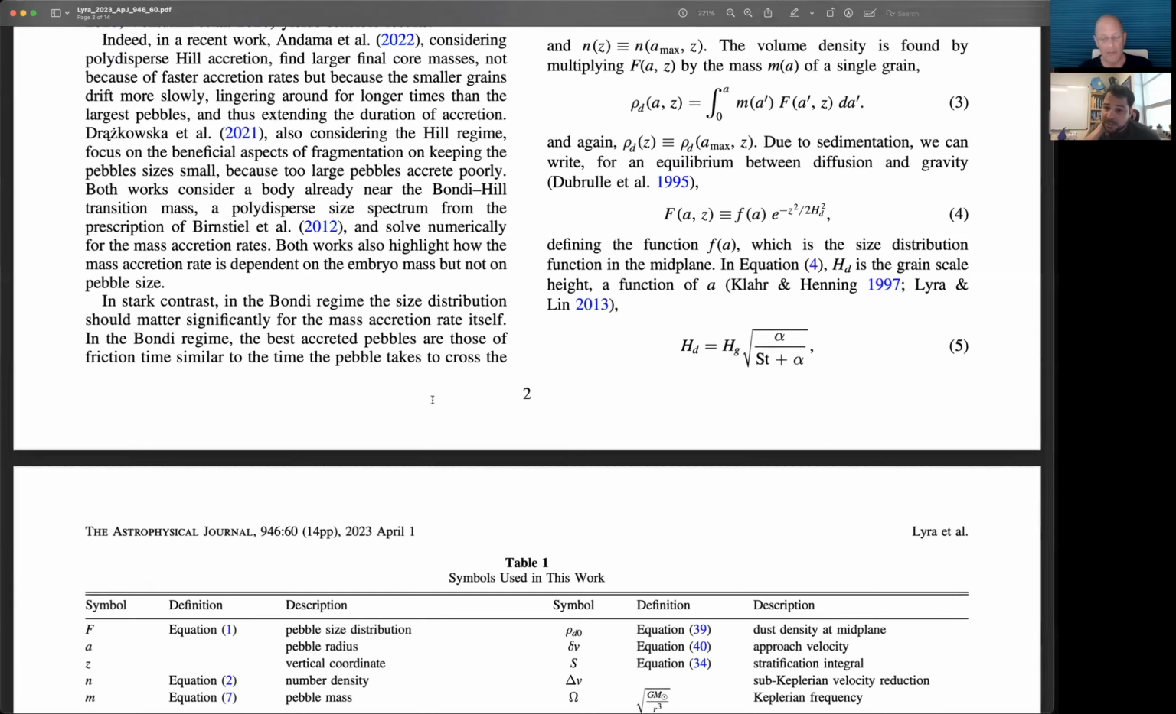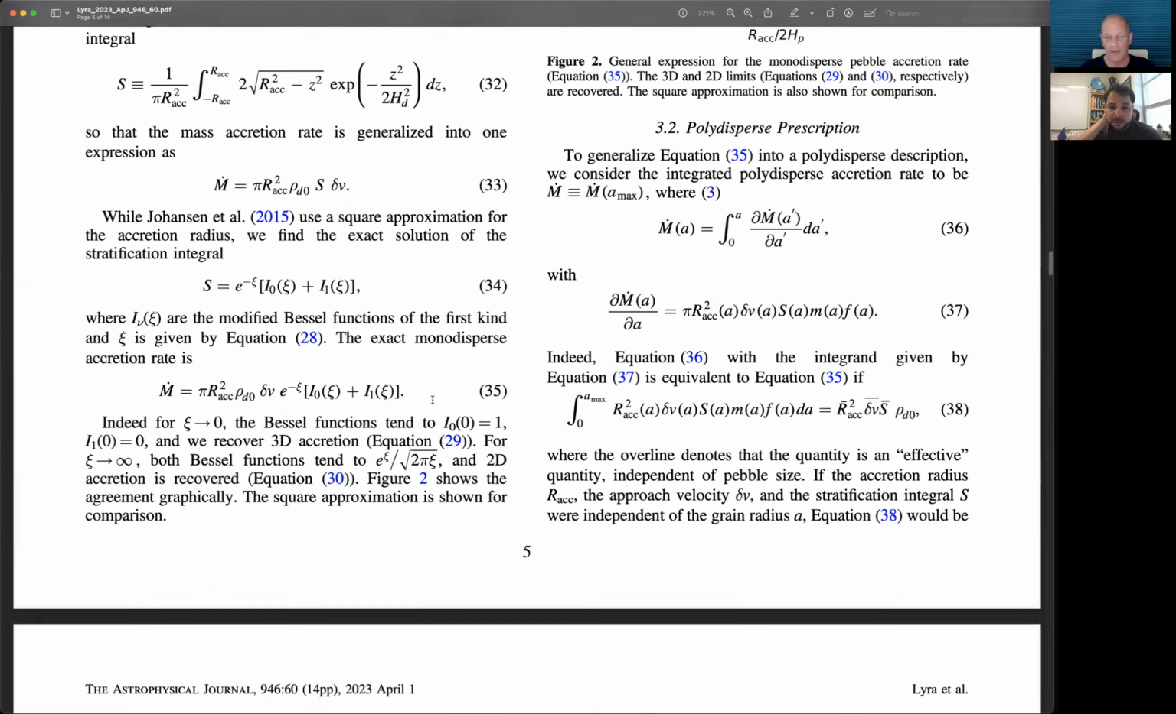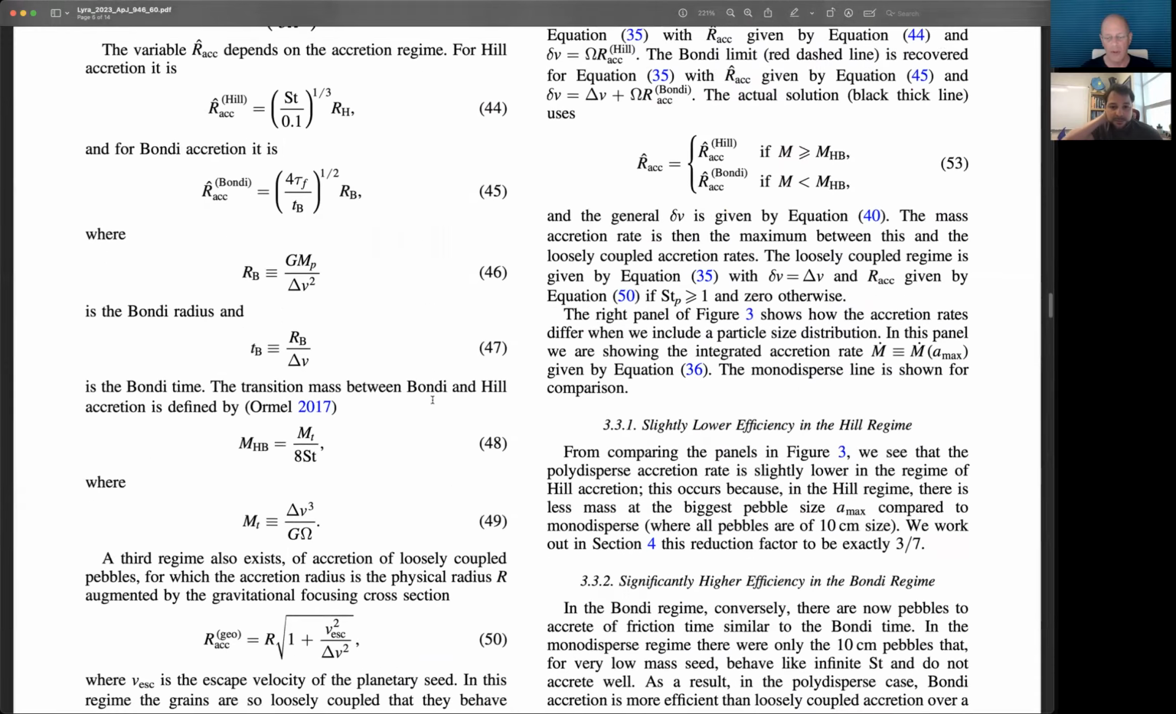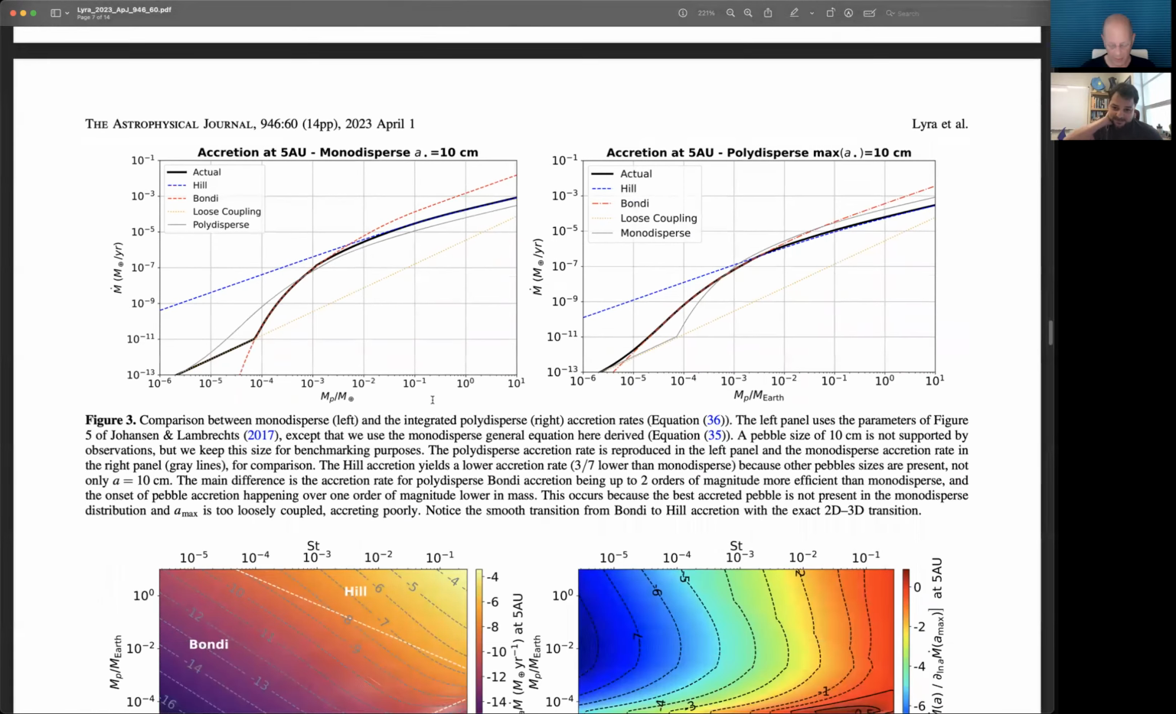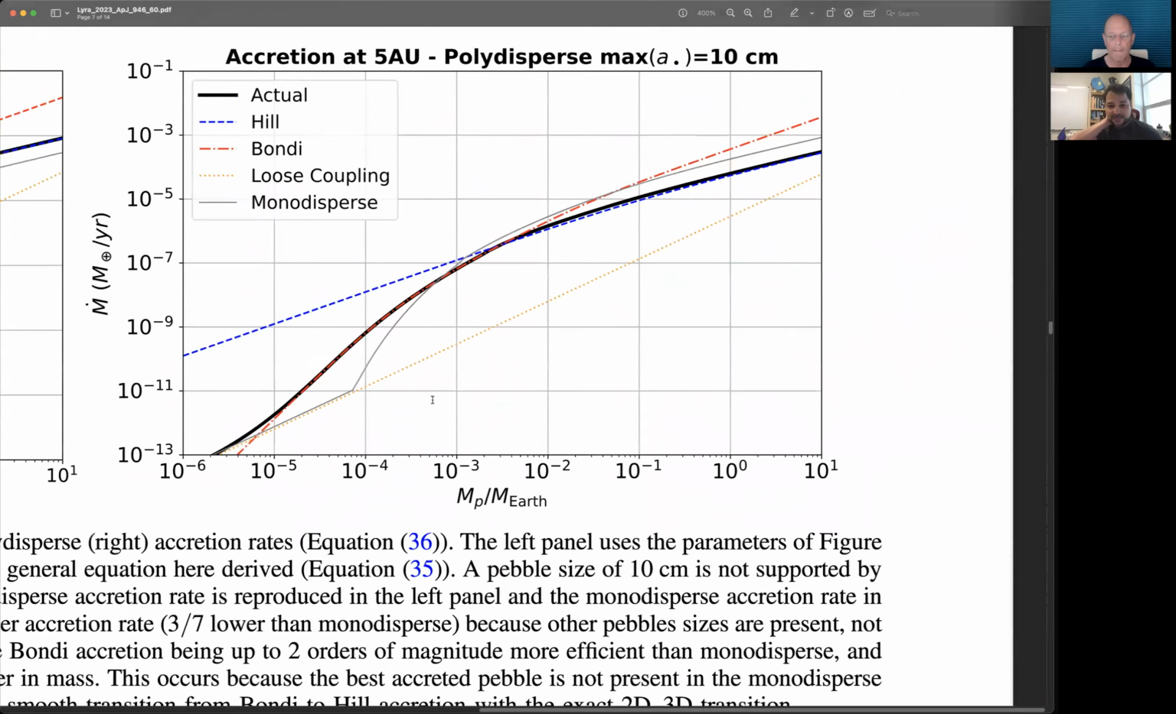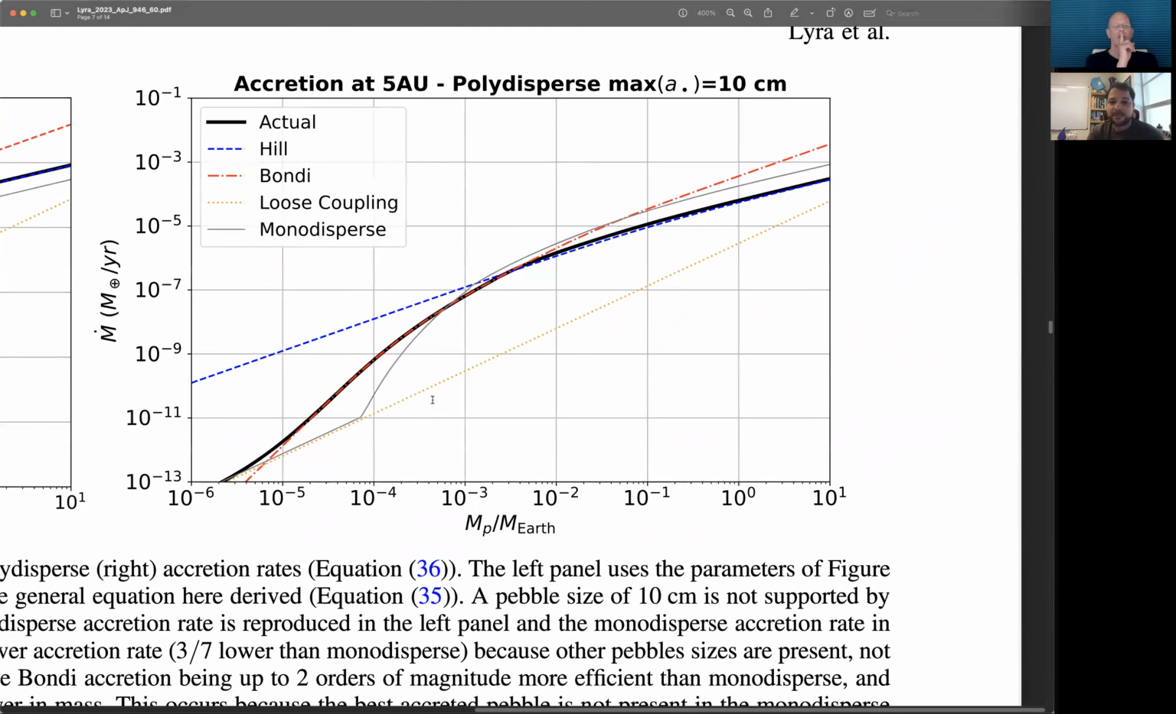If you could show that, please. Figure 3, the right side of figure 3. Let's slide down to the right side of figure 3. Okay.